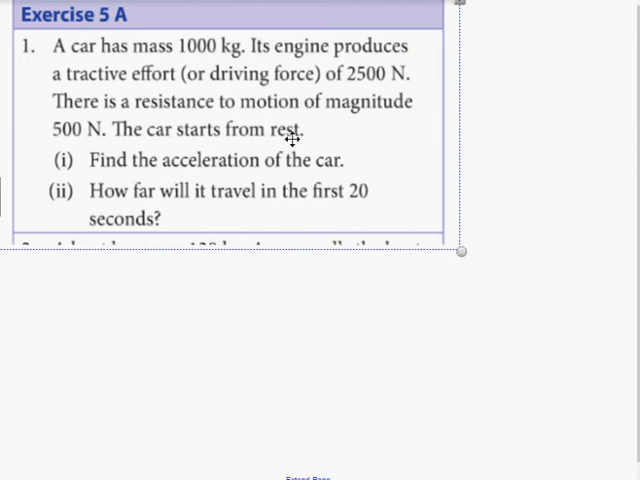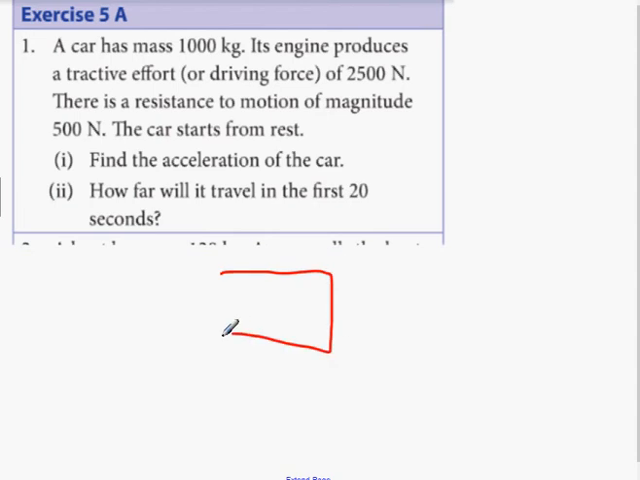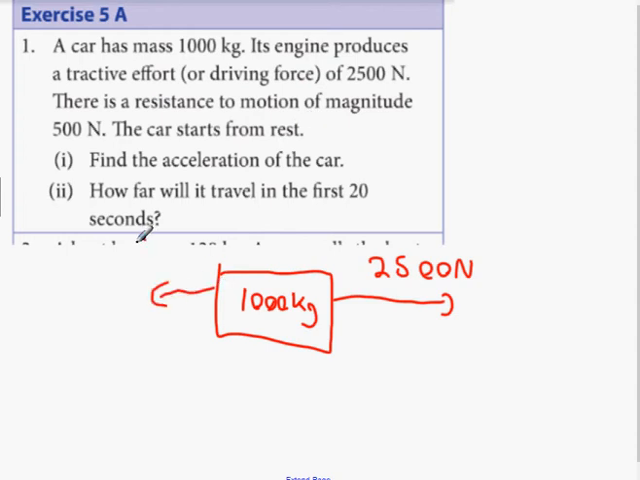Okay? So what we're going to do is make a little diagram of what's going on. You have your 1,000 kilogram car. Its engine is driving it forward at 2,500 N. There's resistance to the motion of magnitude 500 N going in the opposite direction. Can anybody tell me which direction it's going to go, left or right? Right. And what's the force it's going to be driven right at?